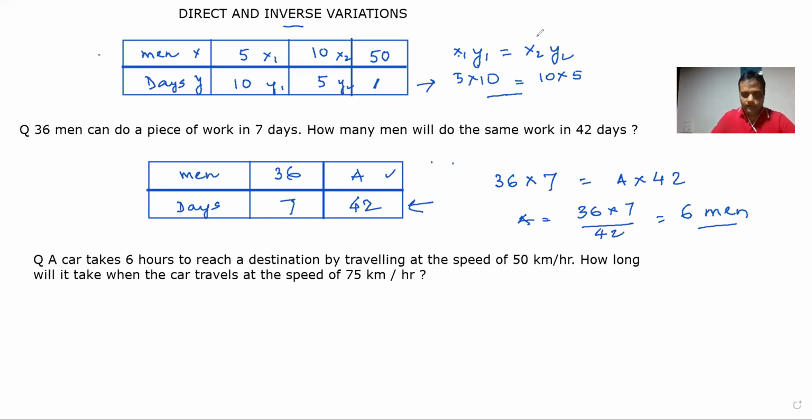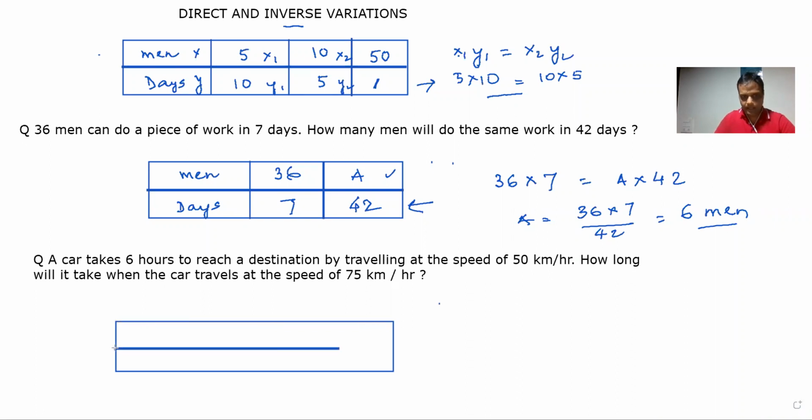Let's take the second one. And for that, I'll first make a grid. This is an important thing to get clarity. All right, so this is the grid. Now let's understand what are the two different variables. A car takes 6 hours to reach a destination by traveling at the speed of 50 km/h. How long will it take when the car travels at the speed of 75 km/h?